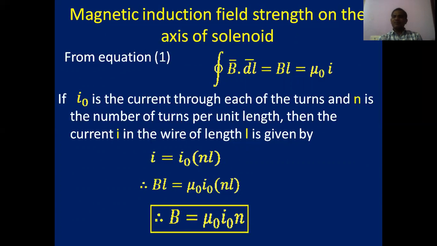You remember that inside a long solenoid, the magnetic lines of force are parallel straight lines. The magnetic field is uniform. The magnetic induction field strength B equals mu naught I naught n, where n is the number of turns per unit length. So to produce a uniform magnetic field, we use a current carrying long solenoid.